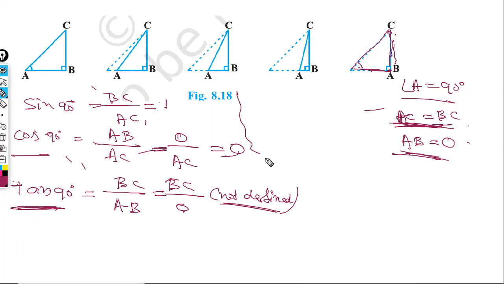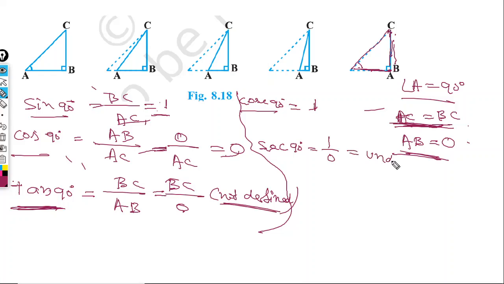From these values we can find the value of cosec, sec and cot. So cosec 90 degree will be equal to 1 by sine, that is 1 by 1 equal to 1. So cosec 90 and sin 90 are the same, the value is 1. Now we will move to sec. Sec 90 degree is equal to 1 by 0, which is undefined. So sec 90 is undefined.